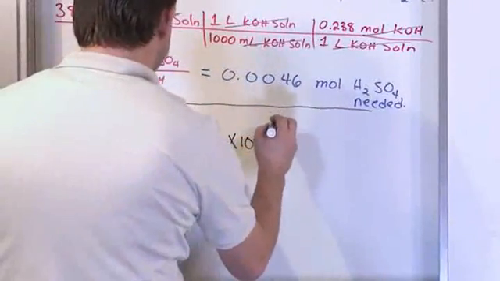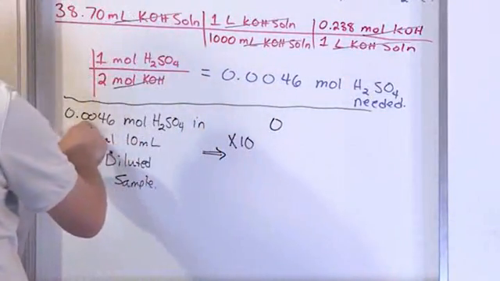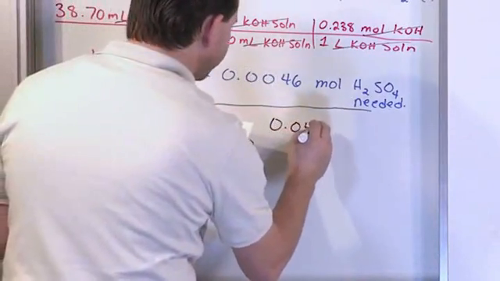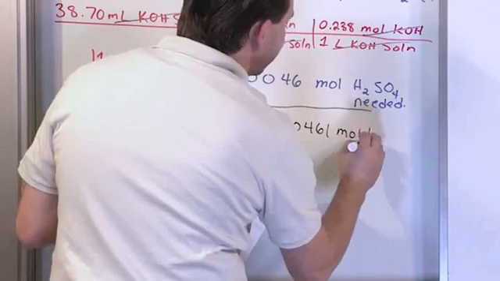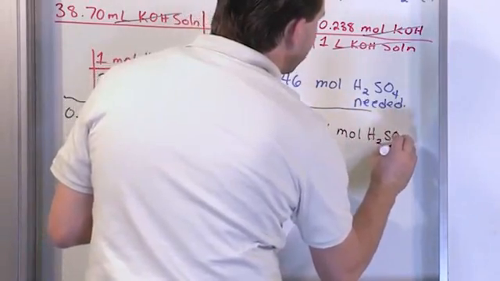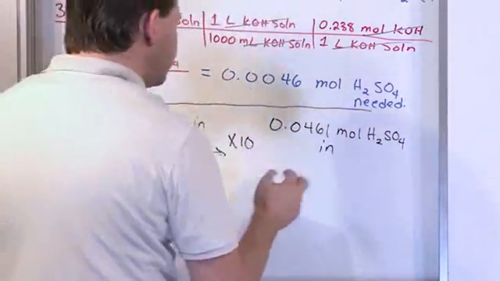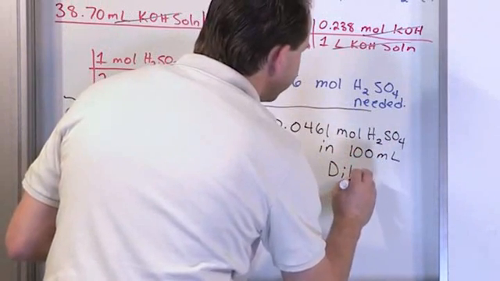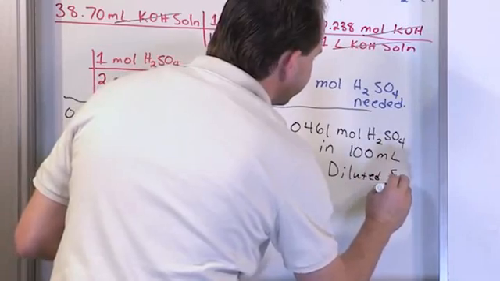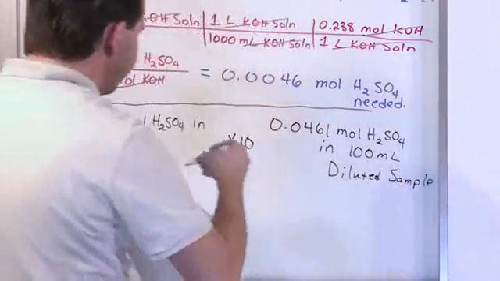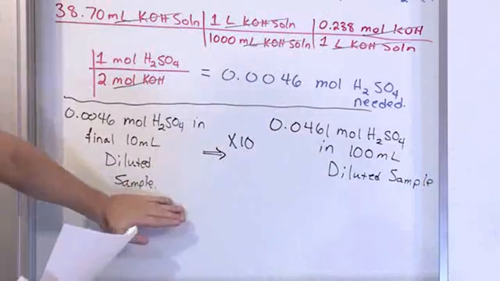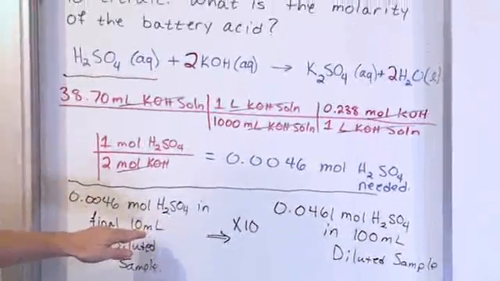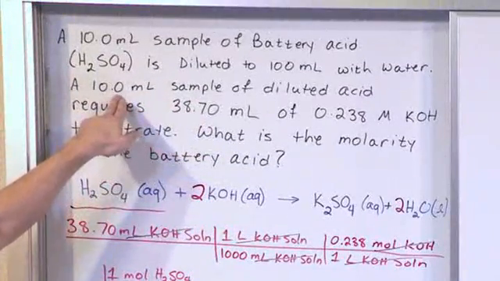So what I also know from this is that when I take this guy, 0.0046, and multiply by 10, I get 0.0461 moles of H2SO4 in the 100 milliliter diluted sample. Make sure you understand that. What we're saying is, look, 0.0046 moles of this H2SO4 was in the final 10 milliliter diluted guy that we actually reacted.